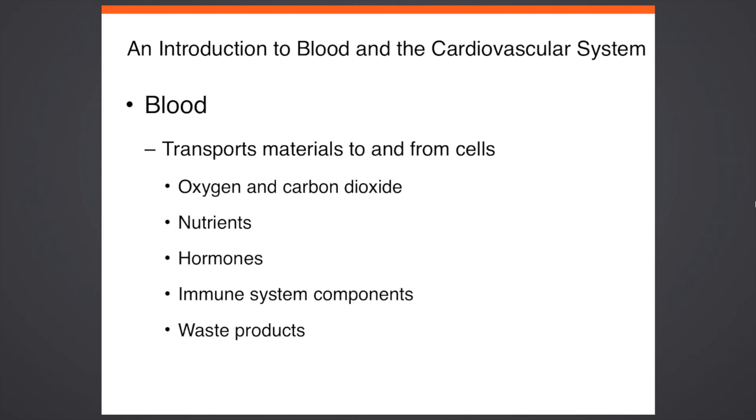Blood transports materials to and from the cells. It carries oxygen, carbon dioxide, nutrients, hormones, things helping the immune system, and it removes waste products. Please check this box. You will need to know this entire page.